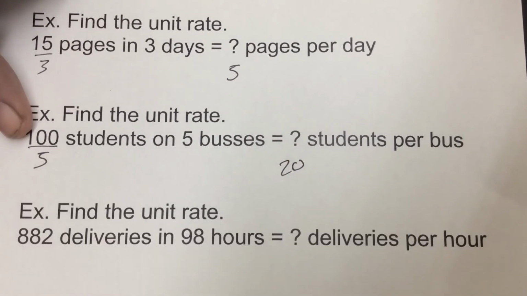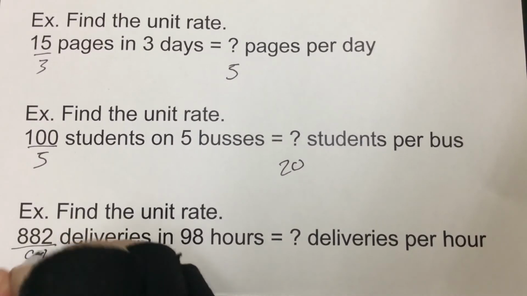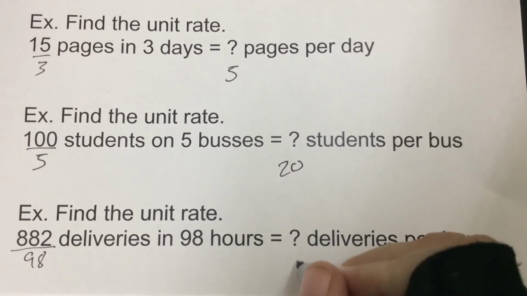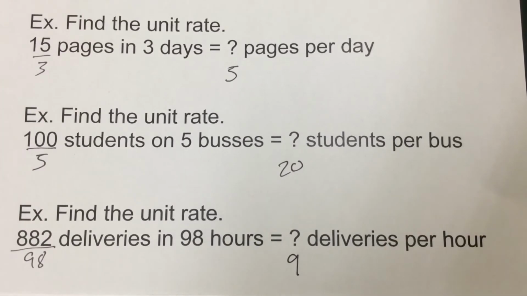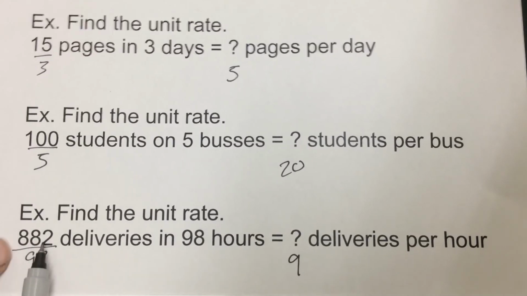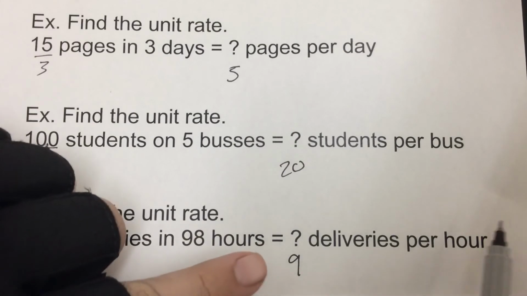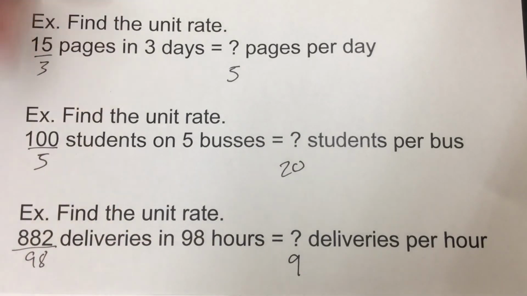Okay. If we have 882 deliveries in 98 hours, well, how many deliveries per hour? So again, we divide by 98. So in your calculator, you would take 882 divided by 98, and you'll end up with 9 deliveries per hour. Okay. So again, first number divided by the second will be how many per something, in this case per hour it would be.